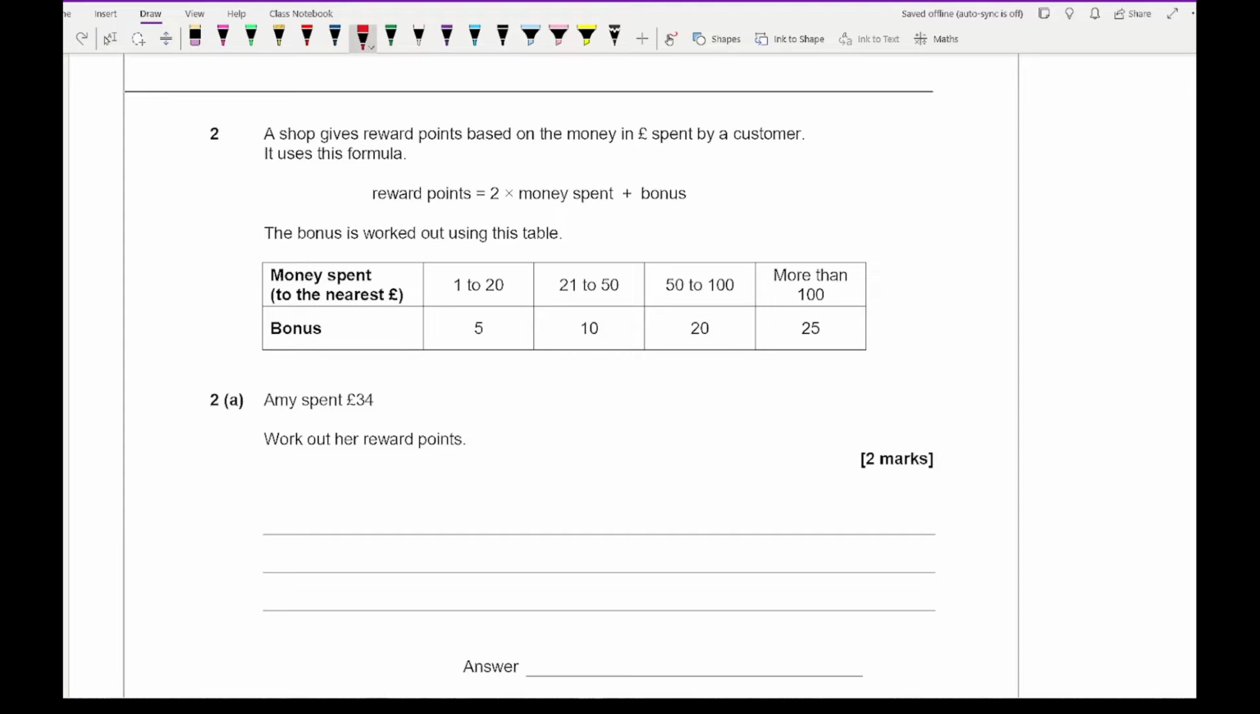So for this, she spends £34. Then her reward points are going to be 2 lots of 34 plus, now if she spent £34, she's going to fall into this category, so we need to add 10. 2 times 34 is 68, so it's 68 plus 10, which is 78.